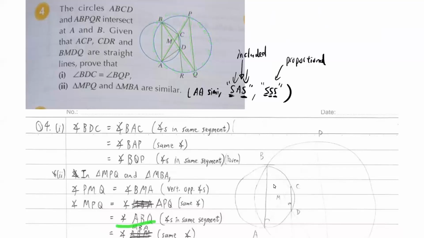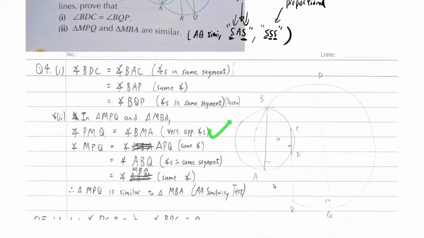So now you have it equal to angle ABQ already. Then finally you realize, ABQ, isn't that just the same as MBA? Just chop off the Q. You don't need the extra length here. So there we go, we got our angle MBA. So MPQ equals angle MBA. Now that we have two angles that are equal, we can conclude these two triangles must be similar by the AA similarity test.